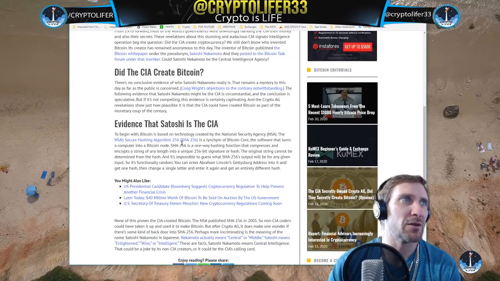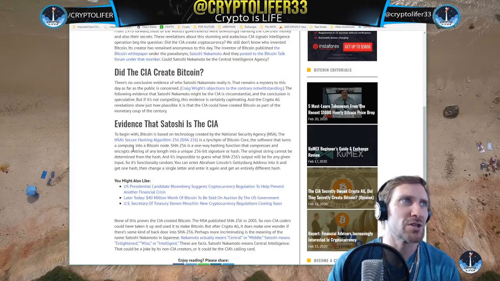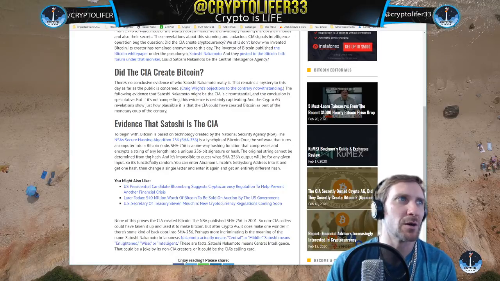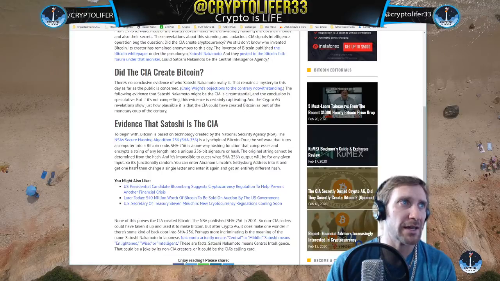Evidence. To begin with, Bitcoin is based on technology created by the NSA, the National Security Agency: the Secure Hashing Algorithm. SHA-256 is a linchpin of Bitcoin Core, the software that turns a computer into a Bitcoin node. SHA-256 is a one-way hashing function that compresses and encrypts a string of any length into a unique 256-bit signature or hash. The original string cannot be determined from the hash, and it's impossible to guess what the SHA-256 output will be for any given input. It's functionally random. You can enter Abraham Lincoln's Gettysburg Address into it and get one hash, then change a single letter and enter it again and get an entirely different hash.